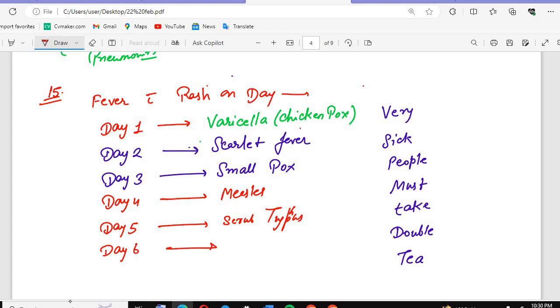On day 6, what will we have? We will have the rash of dengue fever, the fever with rash that is seen in case of day 6. On day 7, we get the enteric fevers.